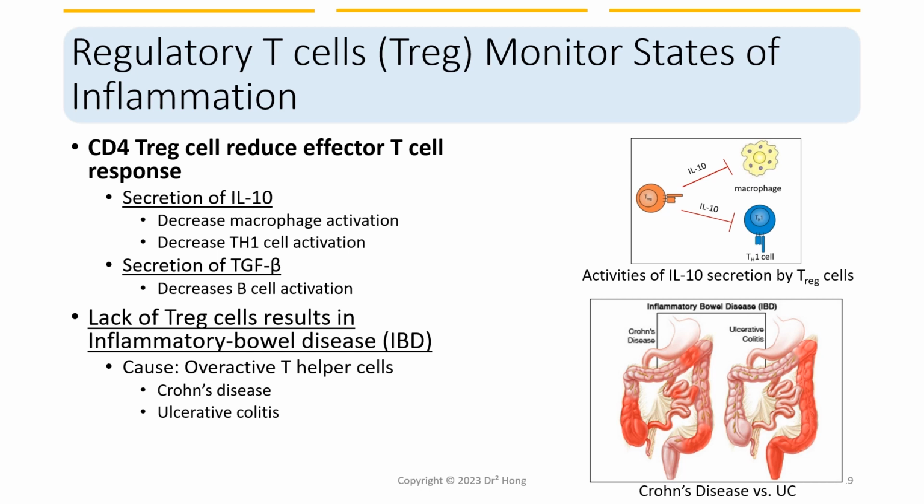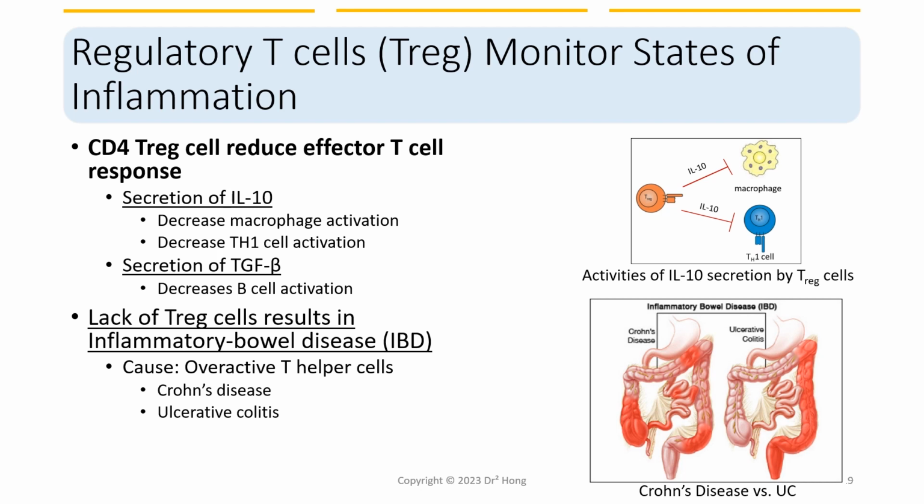We have observed that inflammatory bowel disease patients often lack Treg cells in their gut and have overactive T helper cells, which lead to autoimmune diseases such as Crohn's disease or ulcerative colitis, which are the two types of inflammatory bowel diseases.